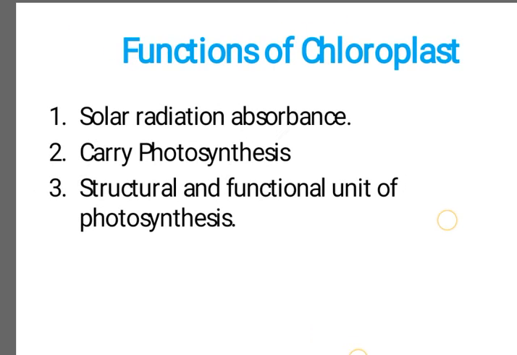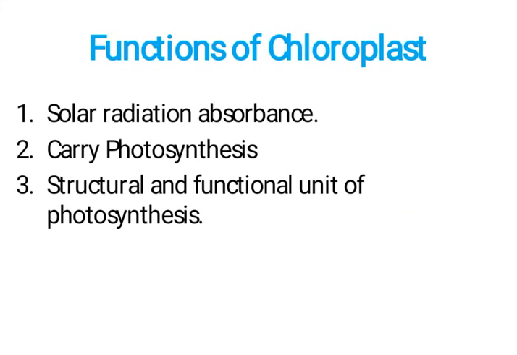So now we will see the functions of chloroplast. The chief or major function of chloroplast is absorption of solar radiations for the purpose of process of photosynthesis. The green color is responsible for absorption of solar radiation. So during daytime, chlorophyll pigment helps in absorption of solar radiations and helps in the process of photosynthesis.